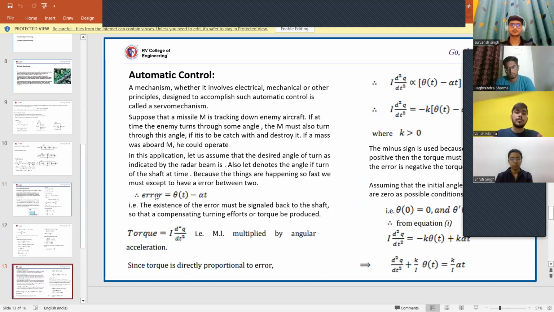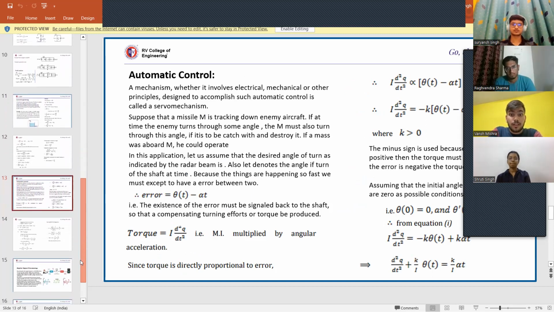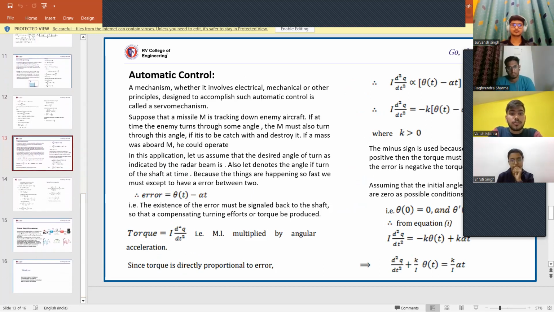Now I'm going to explain the application of Laplace equation in automatic control, a mechanism which involves electrical, mechanical, or other principles designed to accomplish such automatic control, called a servo mechanism. Suppose that a missile M is striking down an enemy aircraft. If at some time the enemy turns through some angle, the missile M must also turn through this angle to catch and destroy it.